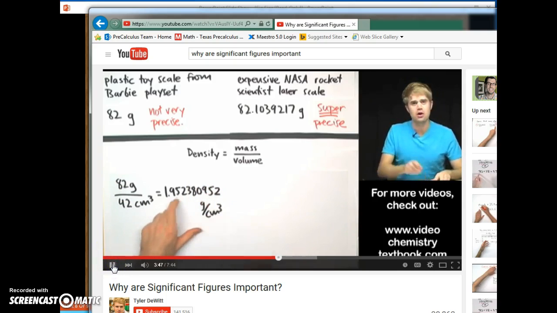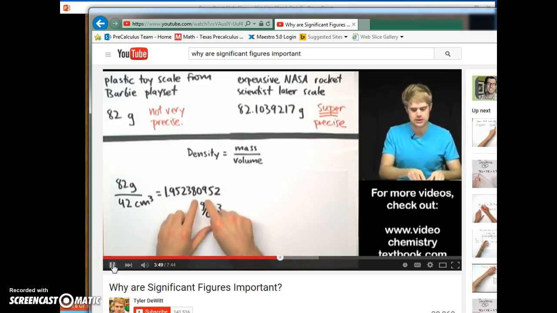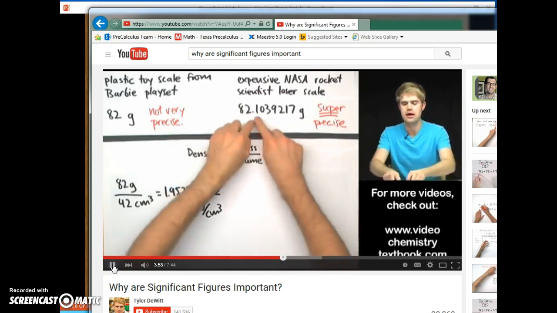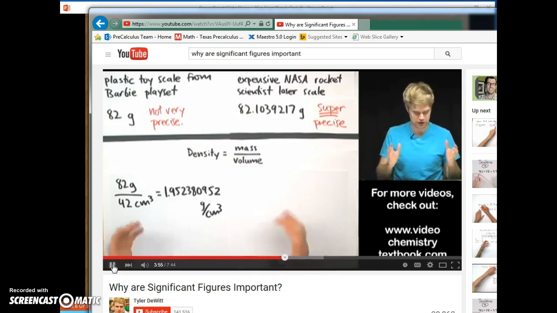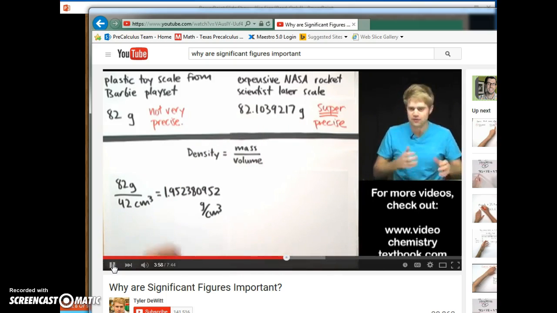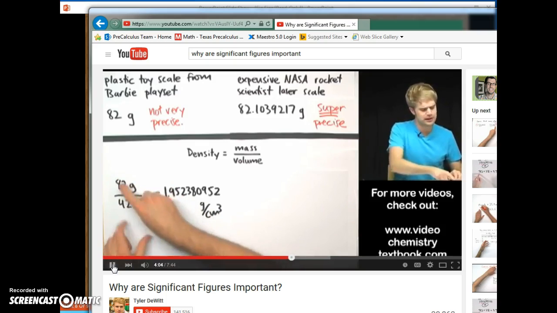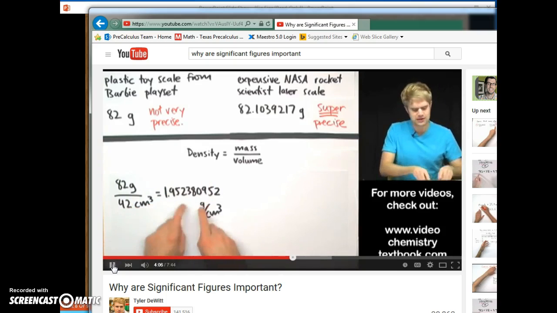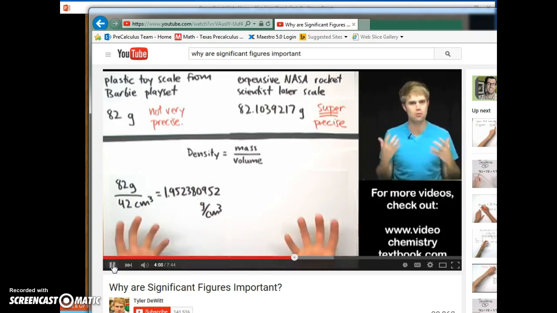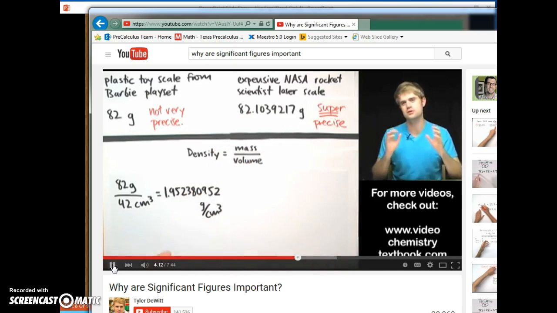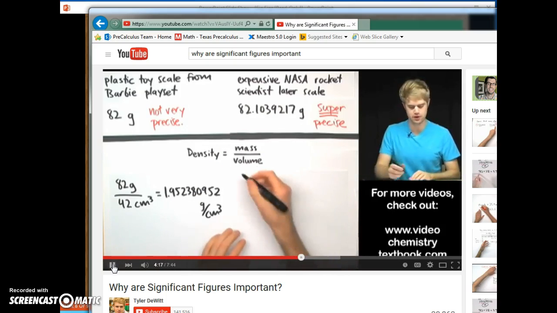This answer here looks like it's so precise that I only could have measured it with a super expensive NASA laser instrument. Okay? If you think about it, this doesn't make sense. It doesn't make sense to start with these really imprecise numbers and end up with a number that is so precise, I only could have gotten it with really sophisticated, sensitive equipment. So this is where significant figures come in.